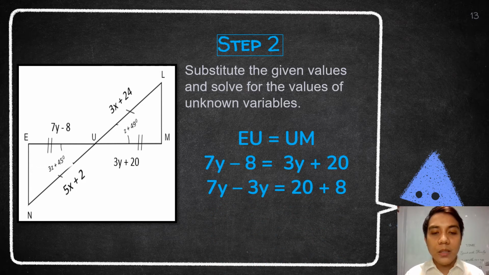Then, combining similar terms, we will have 7y minus 3y is equal to 20 plus 8, and simplifying both sides of the equation, we will have 4y is equal to 28. And dividing both sides by 4, the numerical coefficient of y, we will have y is equal to 7.